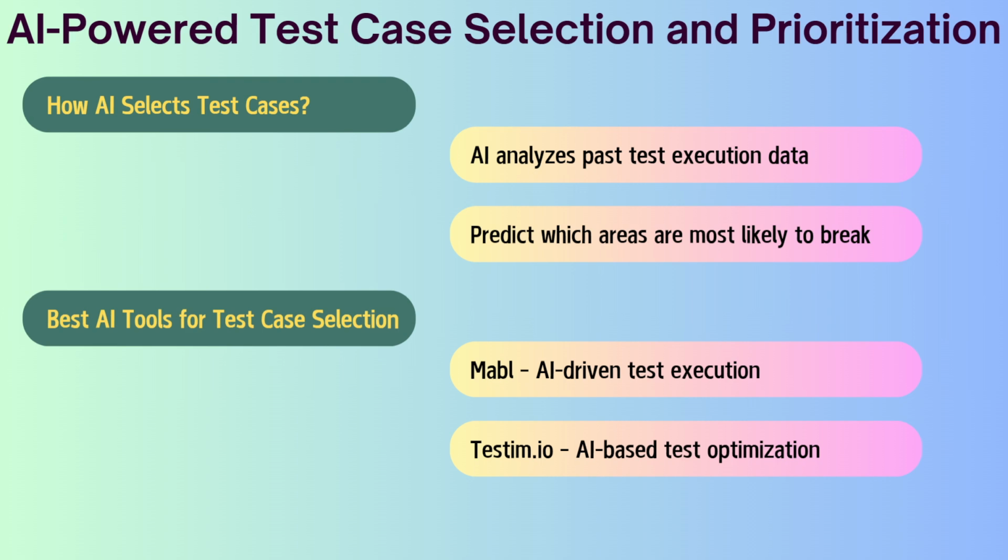Best AI tools for test case selection: you can use Mabl, which is AI-driven test execution based on risk analysis, and also you can use testim.io, AI-based test automation optimization for faster execution. These two tools we already discussed in my previous podcast, episode 3. So testers, how much time would AI-powered test selection save in your workflow? Let us know.